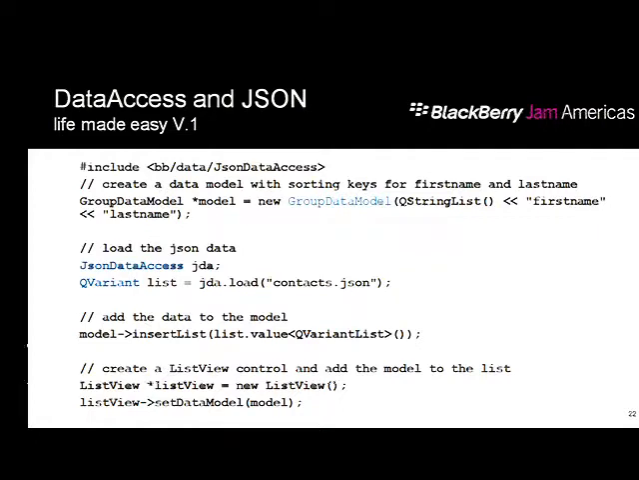It really is easy. Very simply, you create a new model, you point it at your data, you load it up, and you come up with this QVariantList, context.json. That load call strips out into this variant list, effectively. And then you just insert it into the list, and you're good to go.